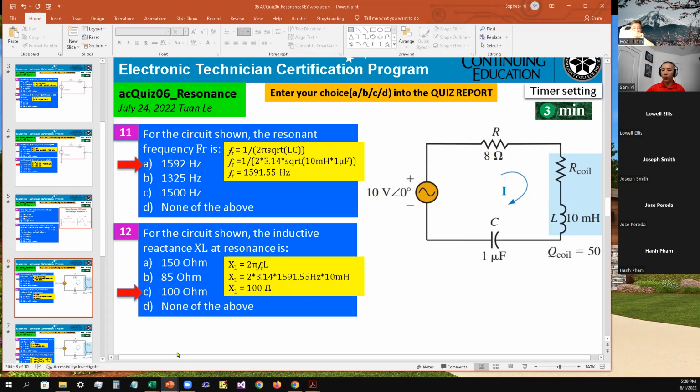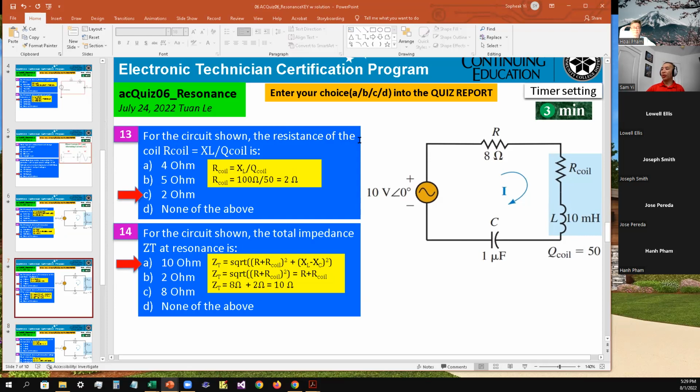Number 13, for the circuit shown, the resistance of the coil, R coil, is XL divided by Q coil. So R coil equals XL divided by Q coil, so 100 ohms divided by 50. That comes to 2 ohms. So the answer is C. So the coil's resistance is only 2 ohms.